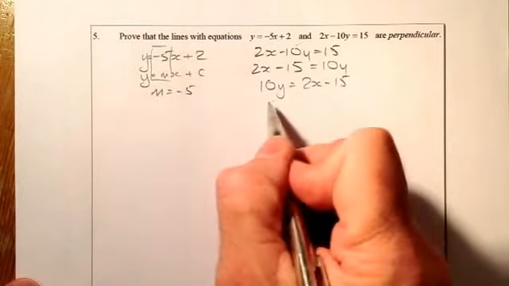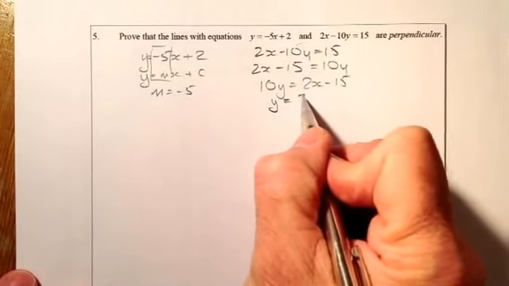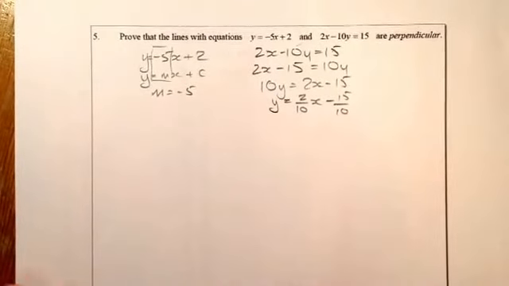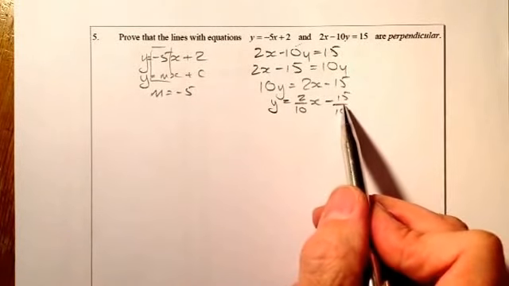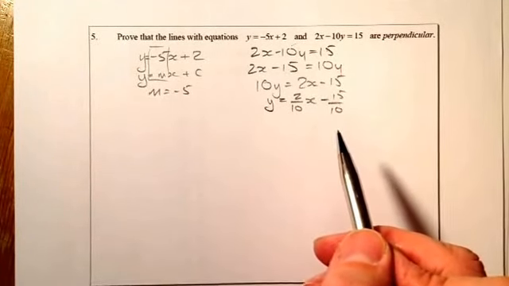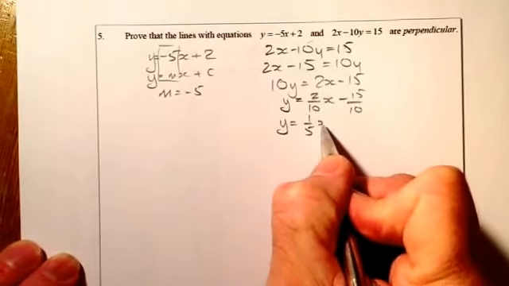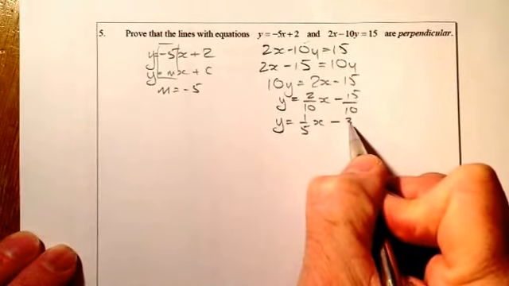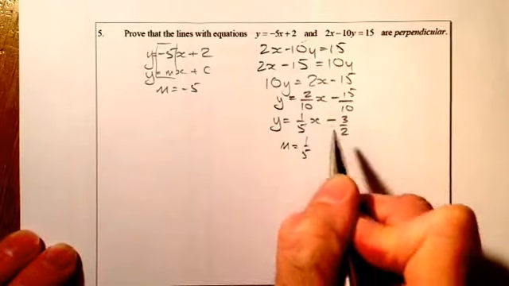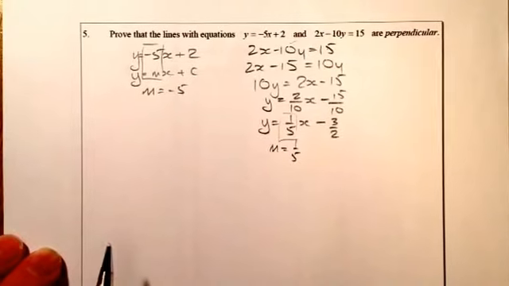I'm now going to divide by 10, so y is equal to 2 over 10 x minus 15 over 10. Dividing both terms. Remember, that gives me my c value, which is the point of intersection with the y-axis. So that's going to be equal to a fifth x minus 3 upon 2. So my gradient is equal to 1 over 5. I've got that in the form y equals mx plus c.